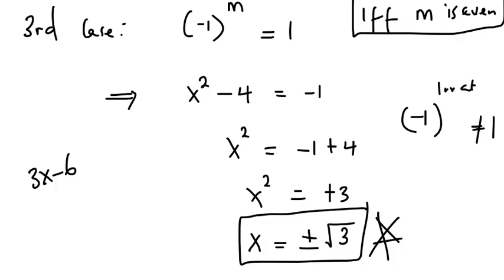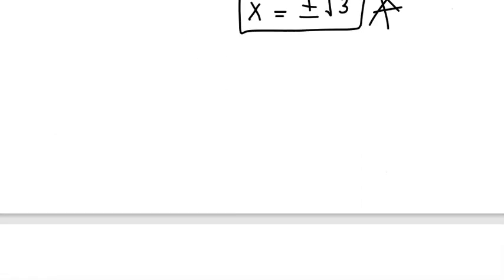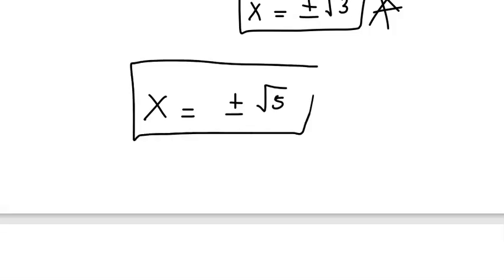Imagine, it's a very nice problem, right? So what is our solution? We come up with x equal to plus or minus the square root of 5. Thus, we have only two solutions.